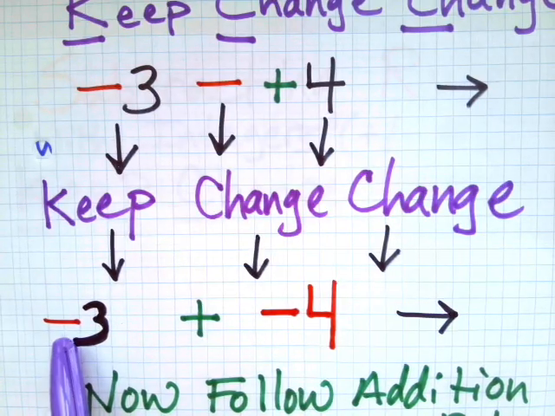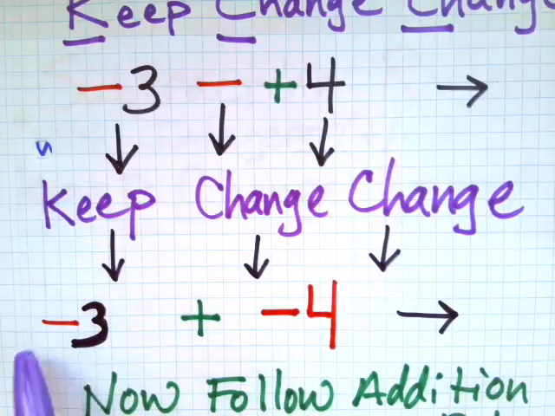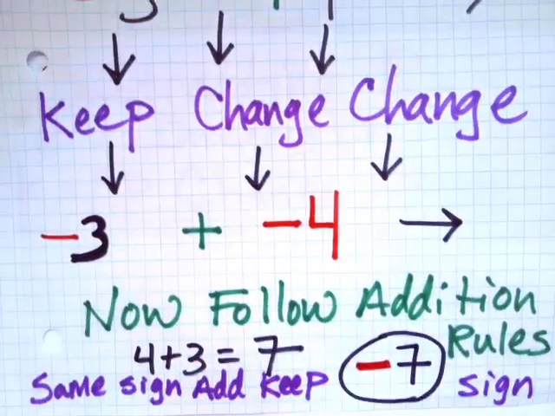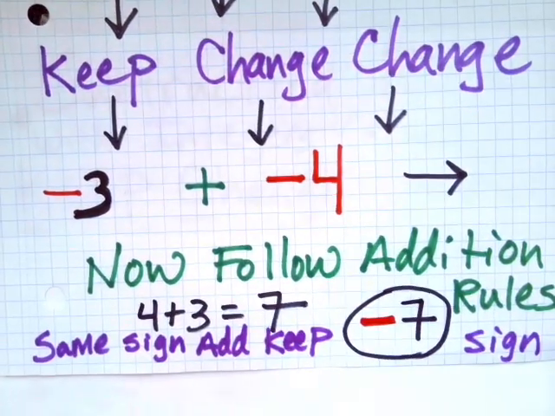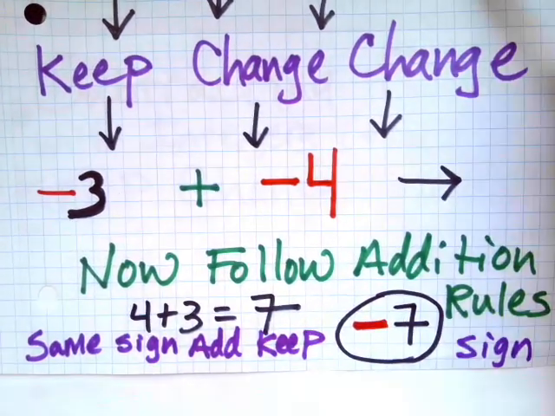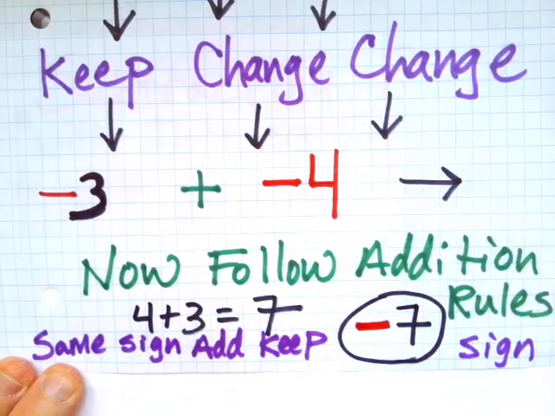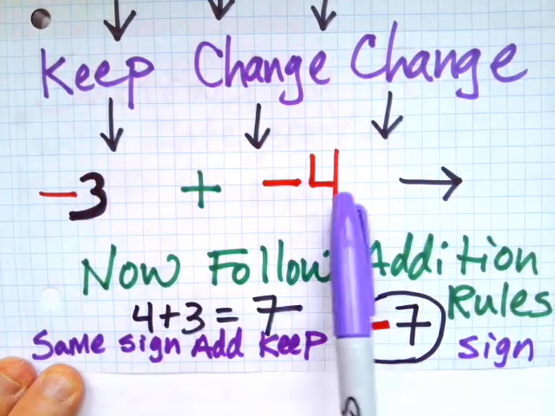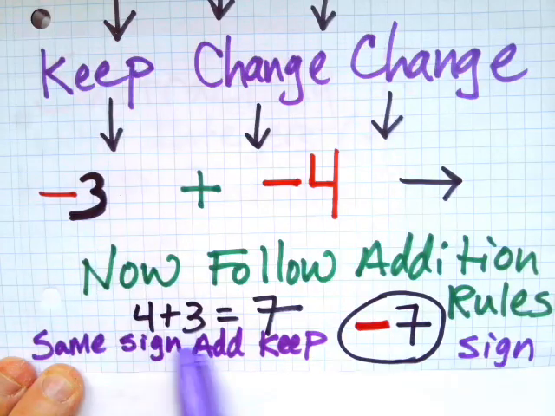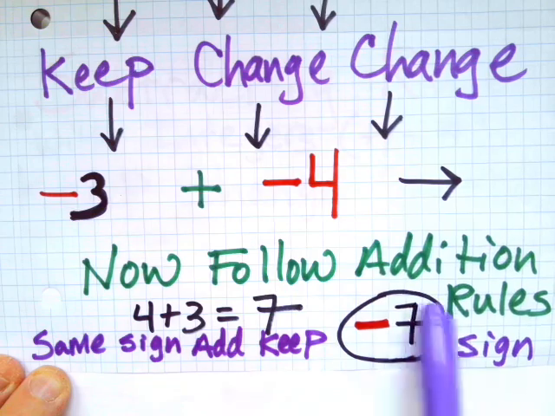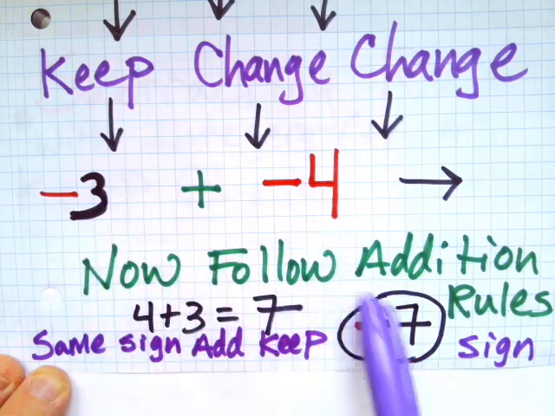So here I have a negative 3 and a negative 4. These signs are the same. So now we follow the addition rules. And simply put, again, same sign, add, and keep the sign. So 4 plus 3 is 7. They're the same sign, so we keep that sign in our answer. The answer is a negative 7.